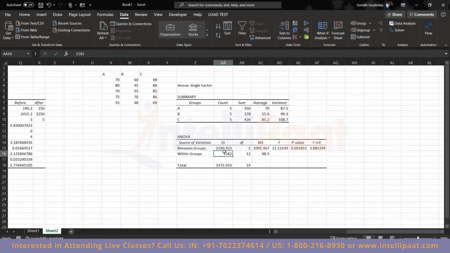SS and within group SS, these are the degrees of freedom. This is your mean sum of squares, basically the SS divided by the degrees of freedom, and the corresponding F statistic and the corresponding p-value. So your p-value is 0.001852. So what do you do? Do you reject your null hypothesis or not? In this case, with an alpha of 0.05, you successfully reject your null hypothesis and you go ahead with your alternate hypothesis that the three streams of students actually are significantly different from each other.